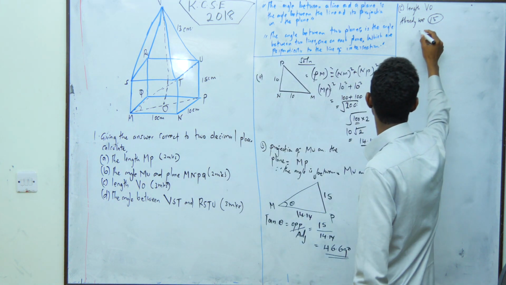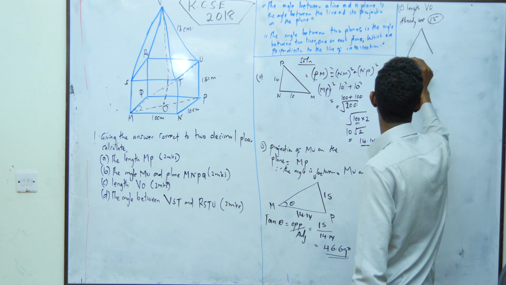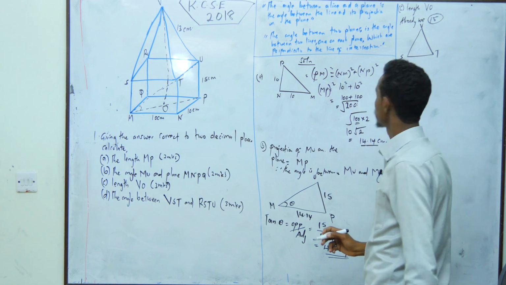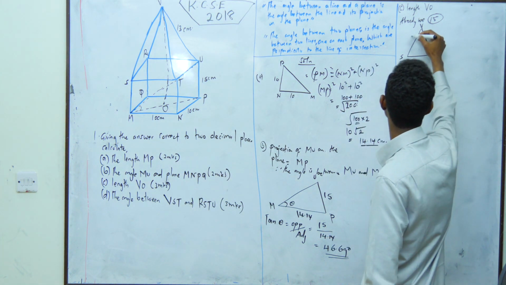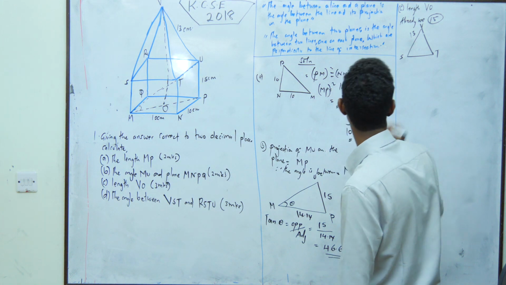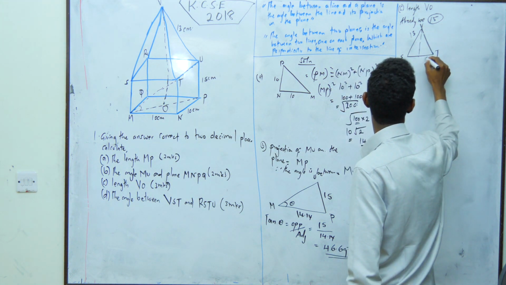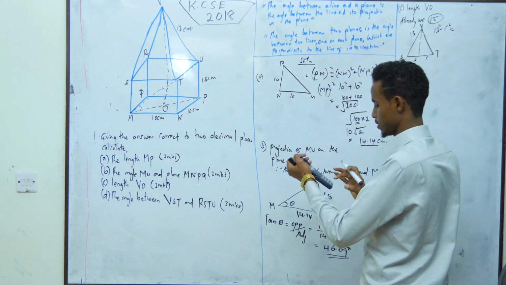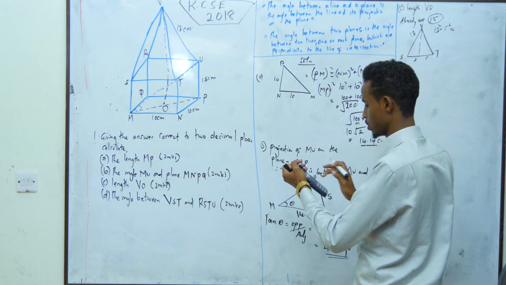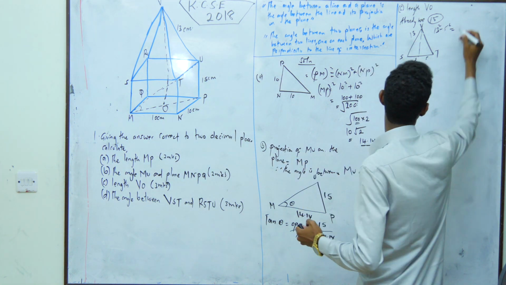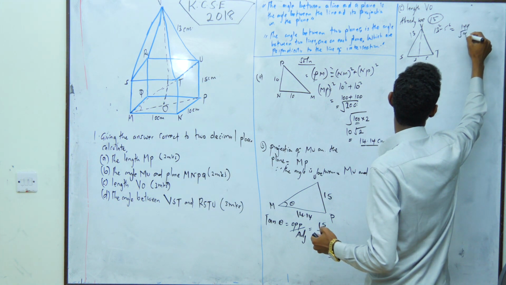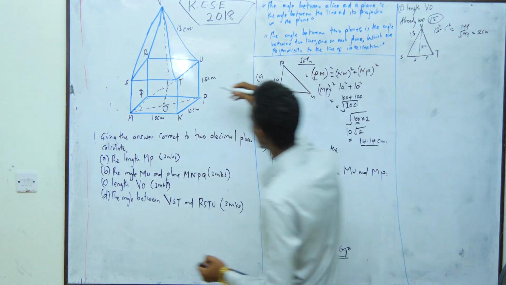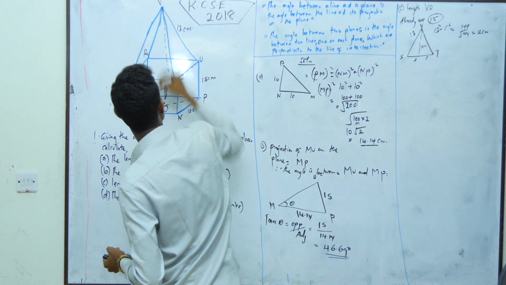Take triangle VST. Here it has 13, right? And here we have 10, divided by 2, we get 5. Now 13 squared minus 5 squared will give us the square root answer. This one is going to give us the square root of 144. It's going to give us 12 centimeters. Now class, you can see that this height here is 12 centimeters.